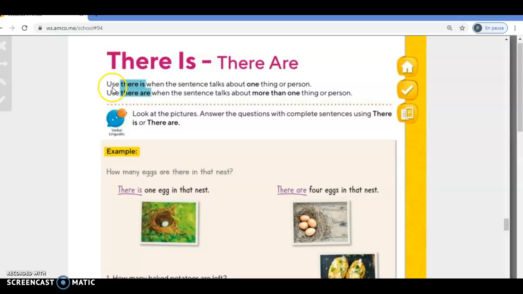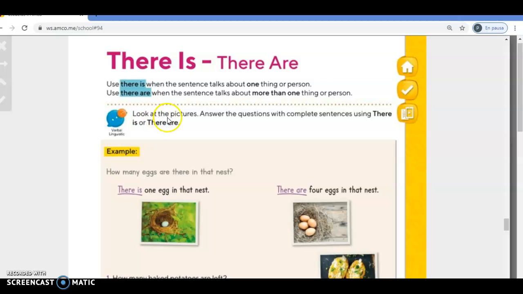Listen. Use there is when the sentence talks about one thing or person. Use there are when the sentence talks about more than one thing or person.